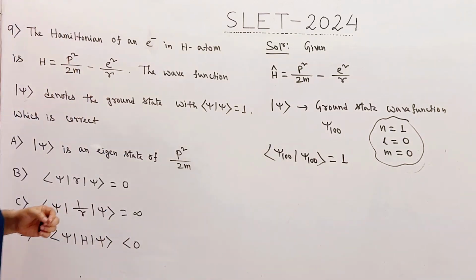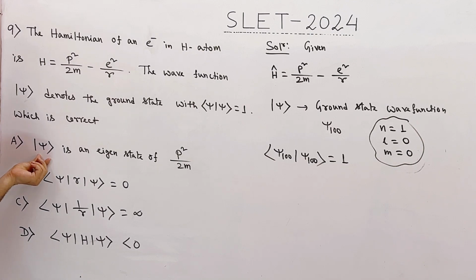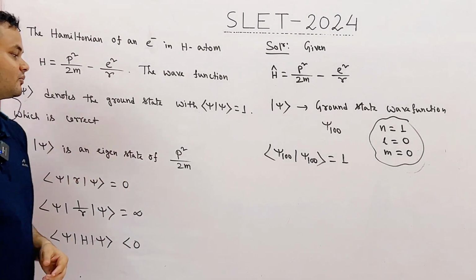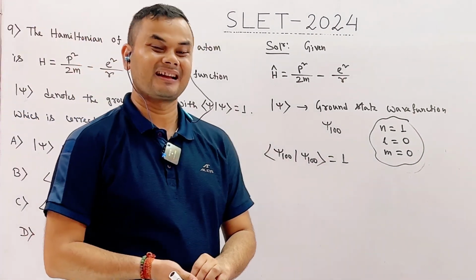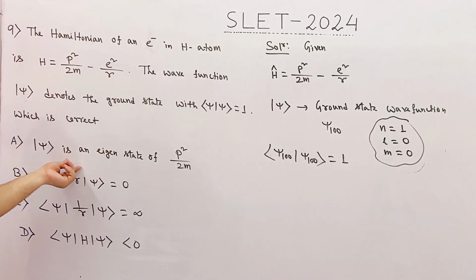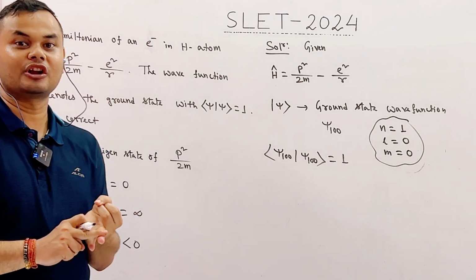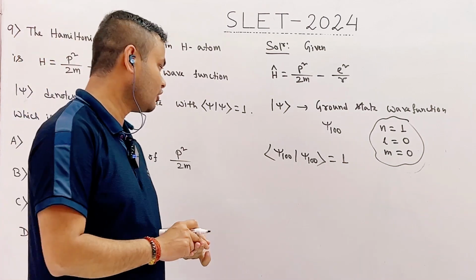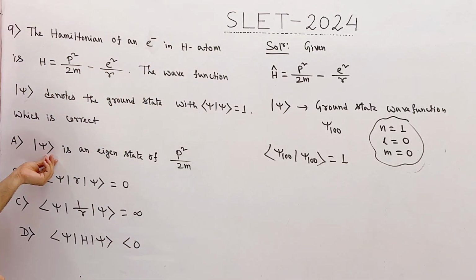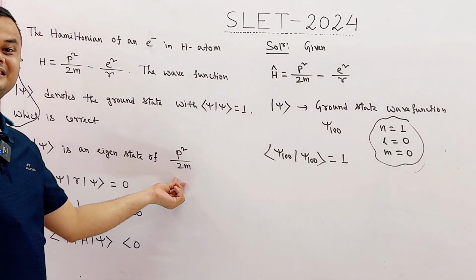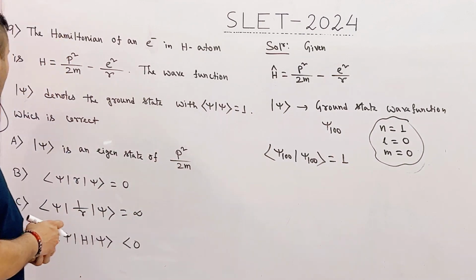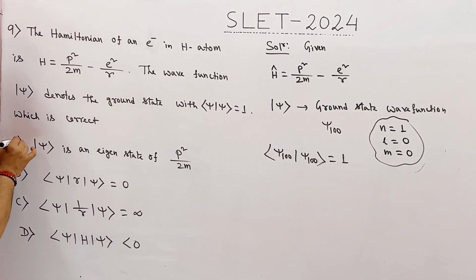Okay? Next, we have to find out the correct answer out of these 4 options. Option A says that psi is an eigenstate of p square by twice m. This is not correct because we know that psi is a common eigenstate of Hamiltonian operator, L square operator and Lz operator only. Psi is not an eigenstate of kinetic energy operator alone. So, therefore, option A is not the correct answer.